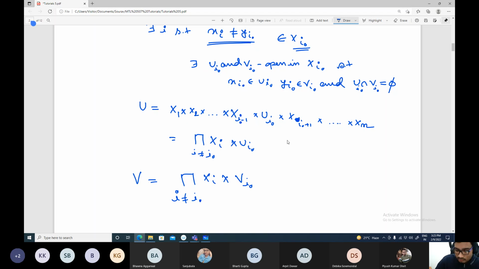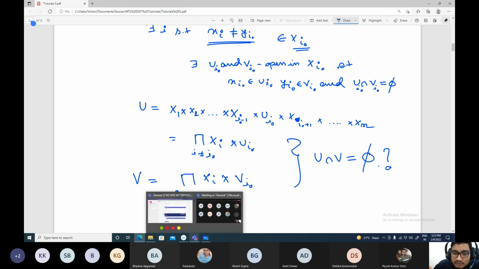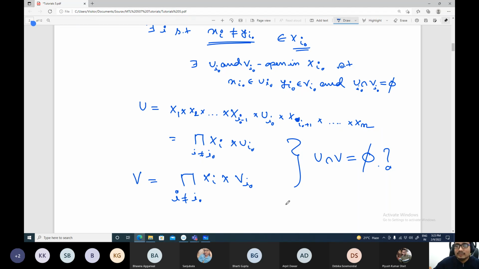Could you verify that U intersection V is empty? Please respond quickly, otherwise you will miss something. Yes, it is, because if there is some element, then its i naught-th component will be in both U i naught and V i naught, and this will contradict the hypothesis, right? Okay, so done.